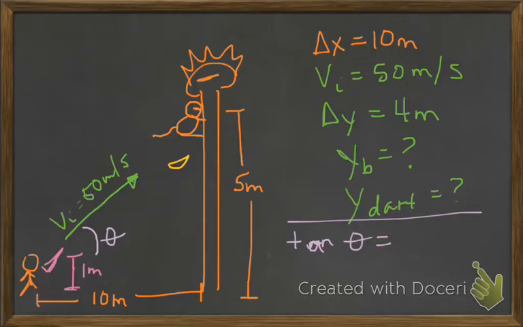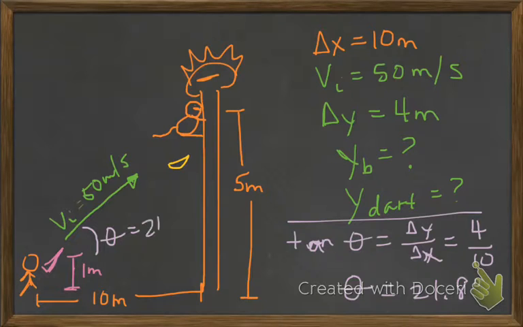And tangent theta is change in y over change in x. What are we going to put in for y? The 4. And what are we putting in for x? 10. So you have to solve for theta here. You're taking the inverse tangent of 4 divided by 10. For time, because the bell is ringing soon, that's 21.8 degrees. So we have that as 21.8 degrees.